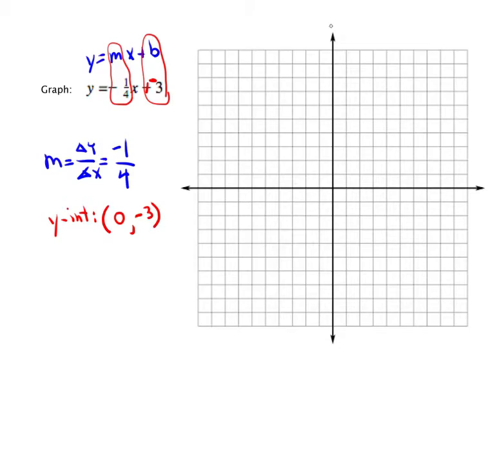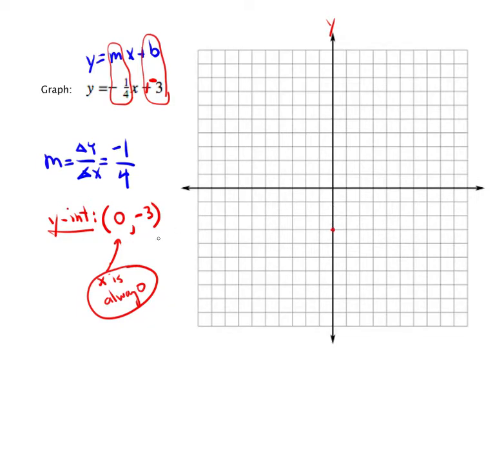So that's our y-intercept. So at y is negative 3, that would be down 3. So over 0, because x is always 0. Let's write that down. X is always 0 for the y-intercept. This is our y-intercept, so x is always 0. So we move over 0 and down negative 3.